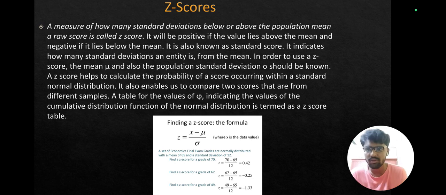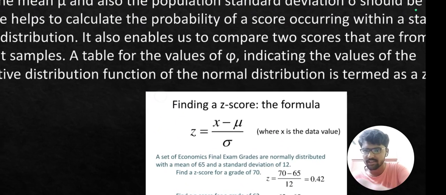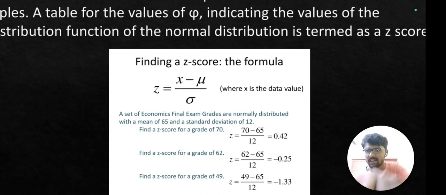A table indicating the values of the cumulative distribution function of the normal distribution is termed a z-score table. You can actually see the formula for finding a z-score, which is z equal to x minus mu divided by sigma.